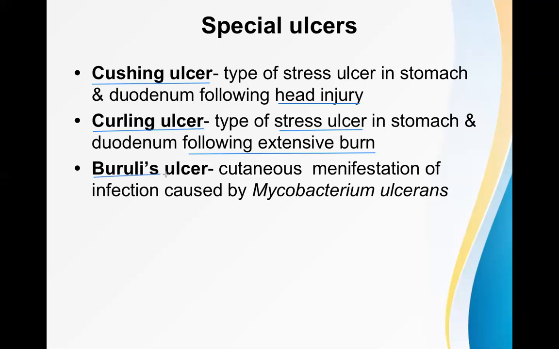The third one is called Buruli ulcer. This Buruli ulcer is a cutaneous manifestation of infection caused by Mycobacterium ulcerans. Mycobacterium ulcerans is an atypical type of mycobacteria. I'm sure you have studied this in microbiology. Mycobacterium tuberculosis is a typical one, and there are some other groups which are called atypical mycobacteria, like Mycobacterium kansasii, Mycobacterium marinum, Mycobacterium scrofulaceum, Mycobacterium ulcerans, Mycobacterium avium intracellulare. These are the different examples for you. Among them, Mycobacterium ulcerans, if it causes cutaneous ulcer, we call that Buruli ulcer. That's just the name. Let's move on.